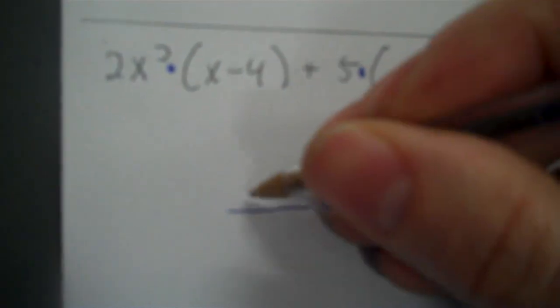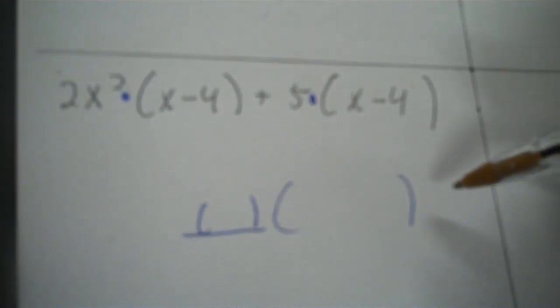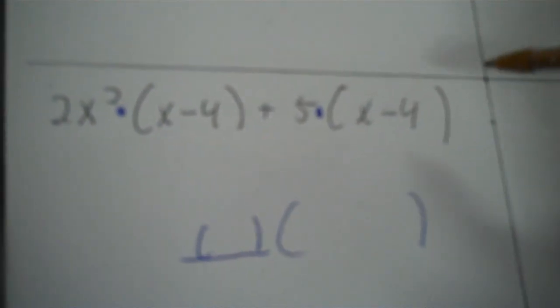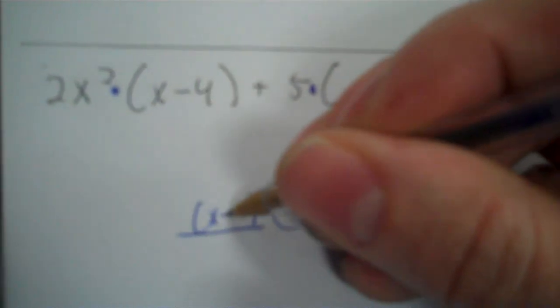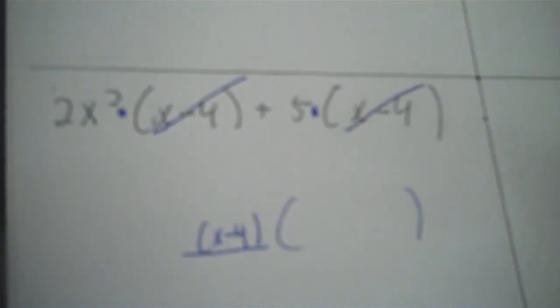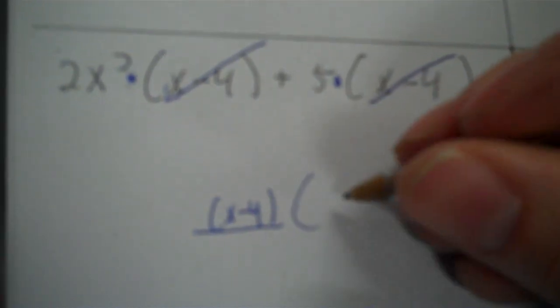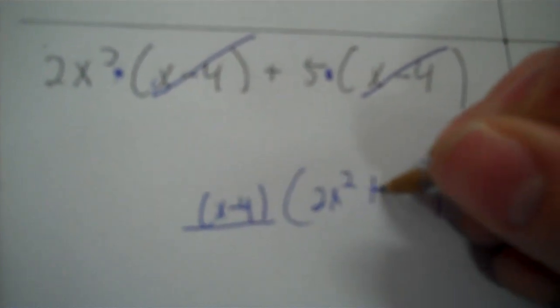Okay, next problem. 2x squared times (x - 4) plus 5 times (x - 4). So you put a little parentheses next to a bigger parentheses. x - 4 is what is inside. These should match. Then you put 2x squared plus 5.